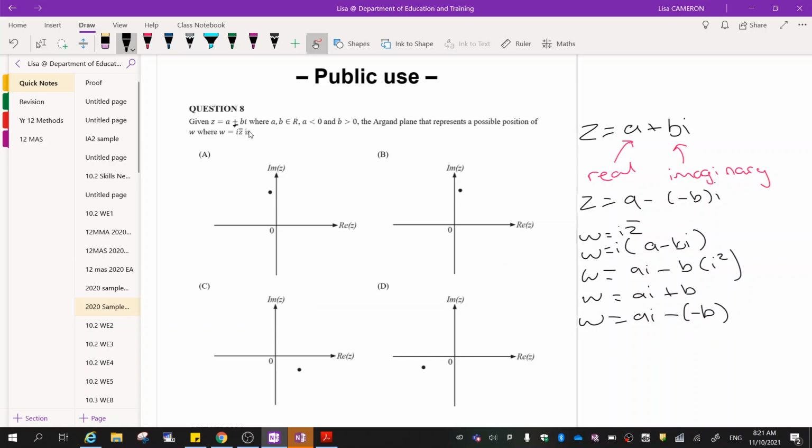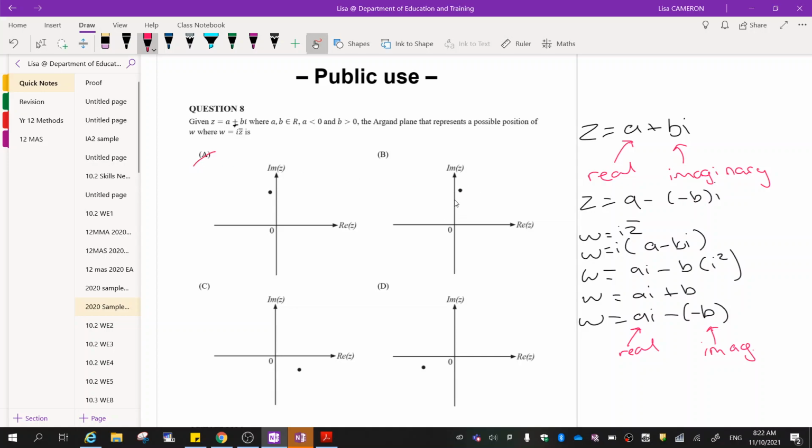Now again, the important thing to remember is that A is our real component and will always be our real component, and B is our imaginary component and will always be our imaginary component. So we need to look for an Argand plane that represents a position where our real value is positive and our imaginary component is negative. So our imaginary component is negative here, but our real component is negative, so it can't be A.